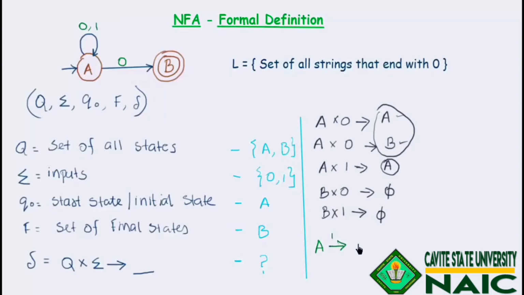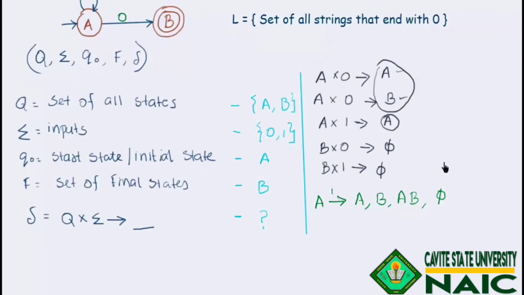A, on getting a certain input, let's say 0 or 1, whatever it may be, can either go to A, right? Or it can go to B, right? Or it can go to both A and B, like here, it went to both A and B. And it can also go nowhere, just like we saw. So this A, on getting a certain input, has these four possibilities. It could either go to A, B, or AB, or phi. Alright, so there are four possibilities.